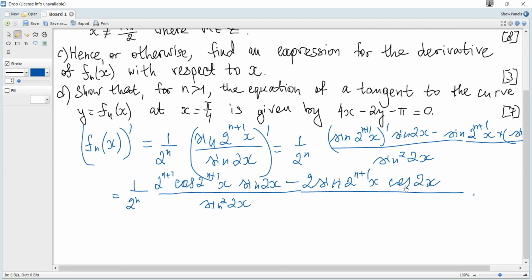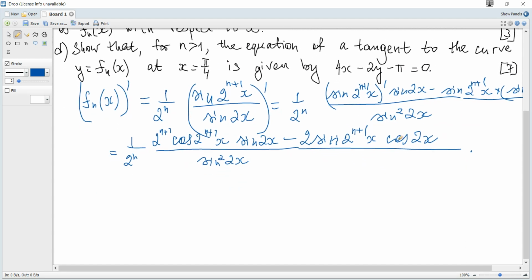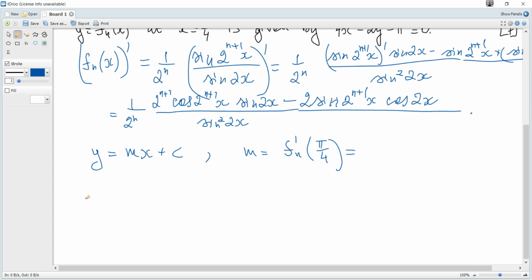And the next part shows that for n greater than 1, the equation of a tangent to the curve y equals f_n of x at x equals pi over 4 is given by... So the equation of a tangent is y = mx + c, where its gradient m is the derivative of the function at the point where it is drawn, so its derivative at pi over 4. So let's consider this derivative at pi over 4.